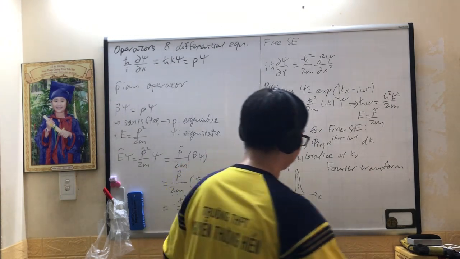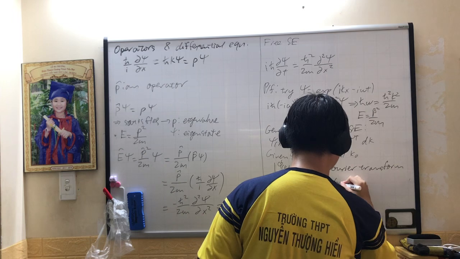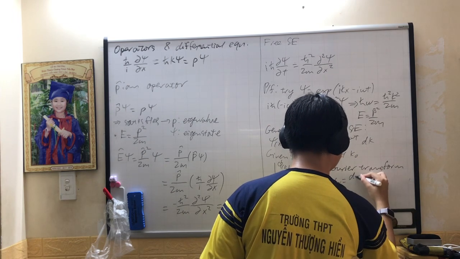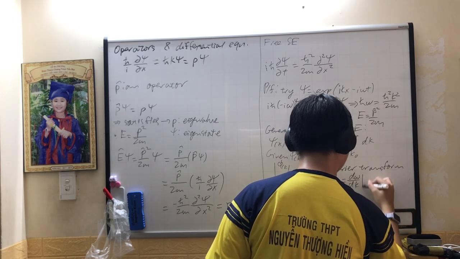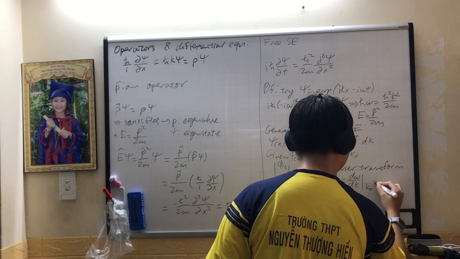And from this, you can just get the group velocity, which is d omega over dk around k naught, and this is p over m.